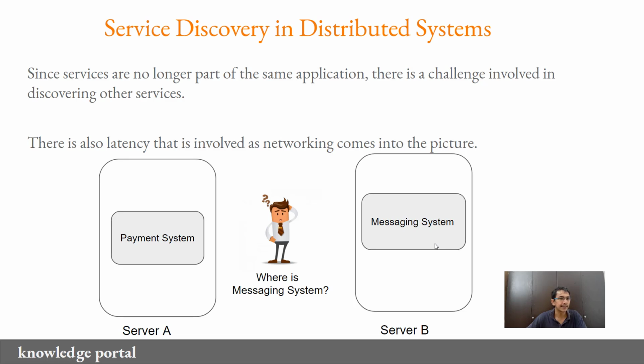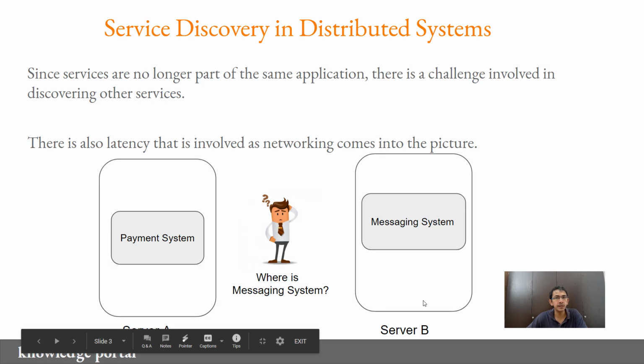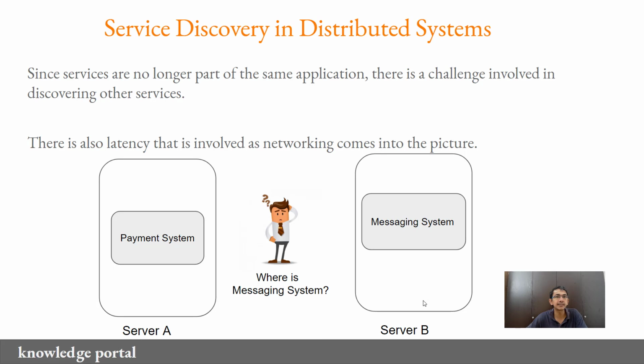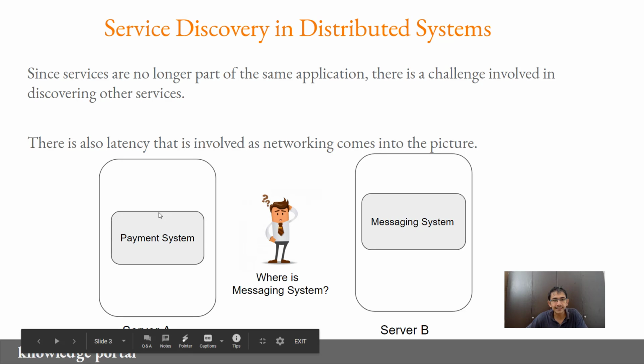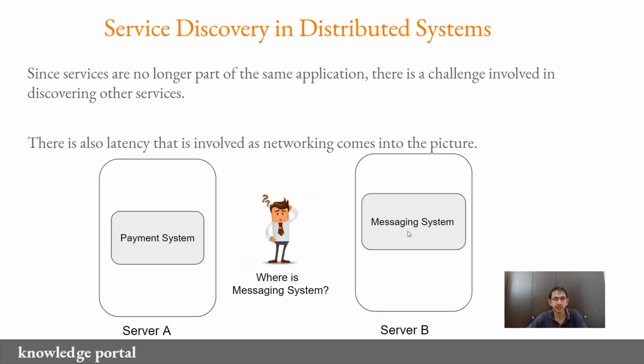Now one of the disadvantages in this kind of architecture is: how will the payment system find where the messaging system is hosted? Currently it is hosted in server B, tomorrow it might be in server D, or maybe the day after tomorrow it might be in server Z. So where exactly does the payment system find out where the messaging system is? So that is the first disadvantage.